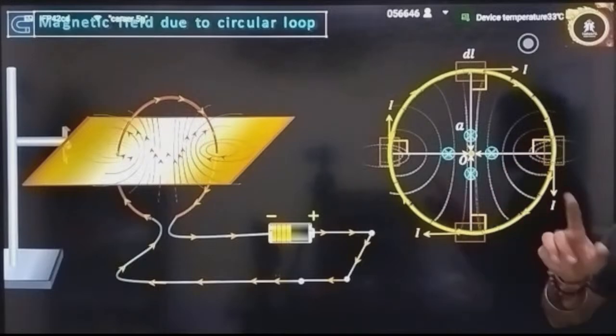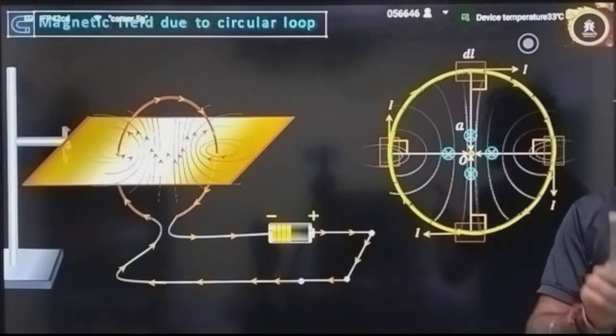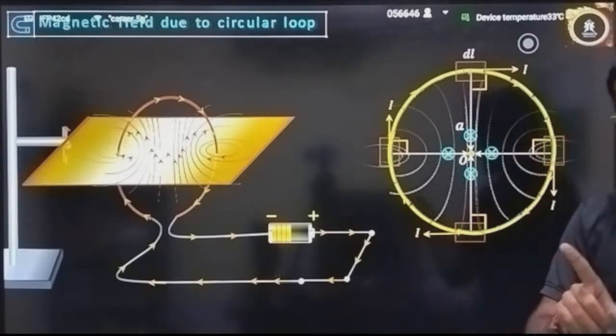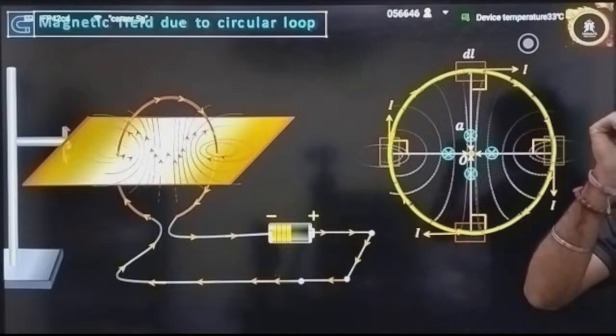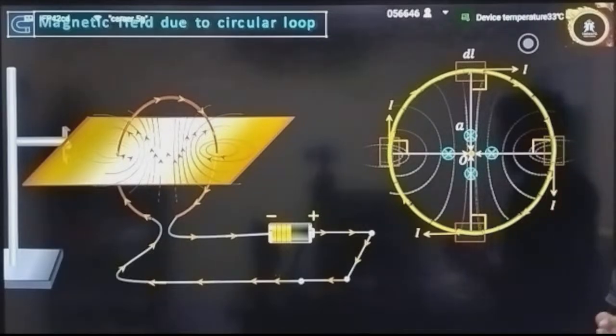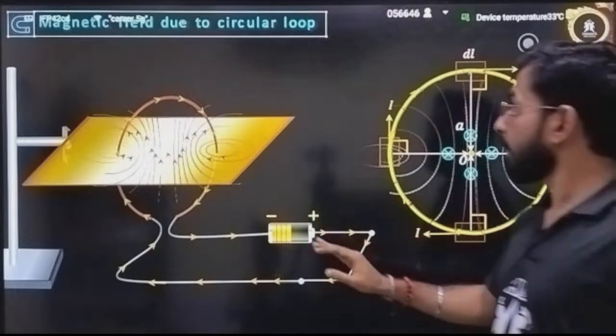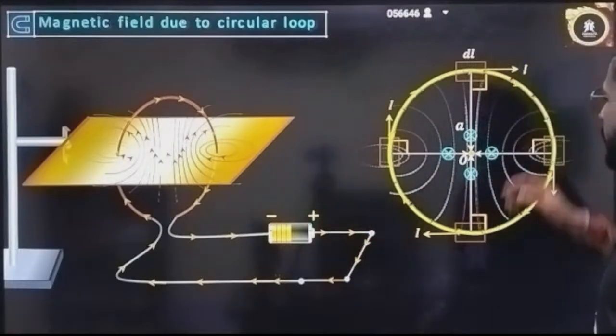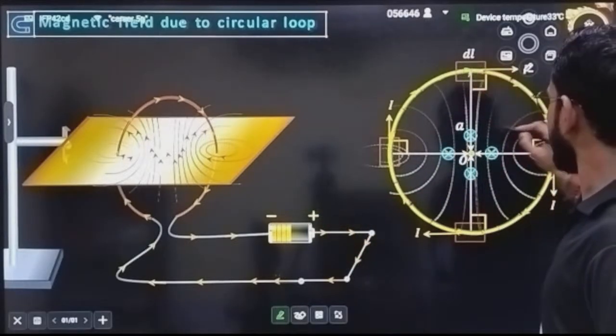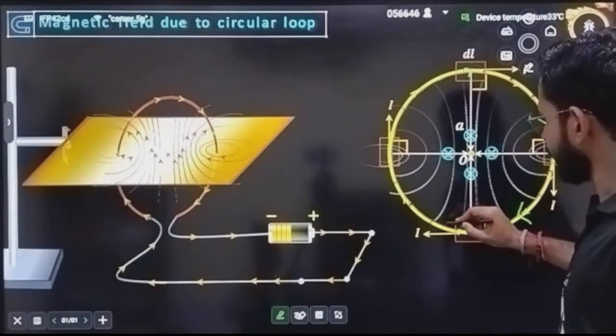Okay, what is the Biot-Savart law direction? Just remember one thing: I cross R, and I am going to explain you everything from there. Firstly, understand what is the direction of current here. And the rest of the things. See, this is the clockwise direction in which current is flowing.